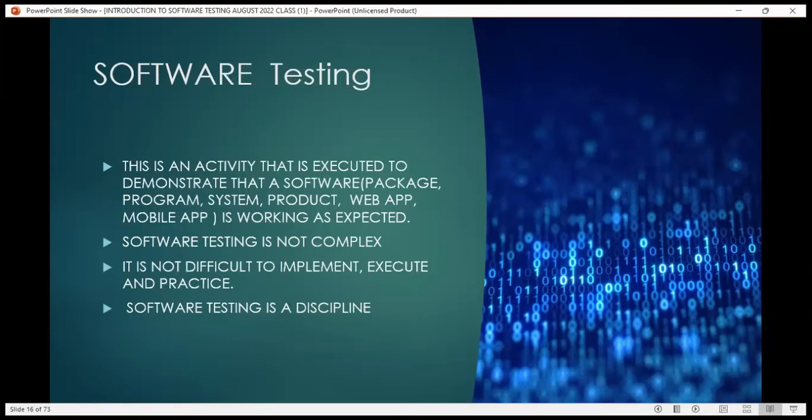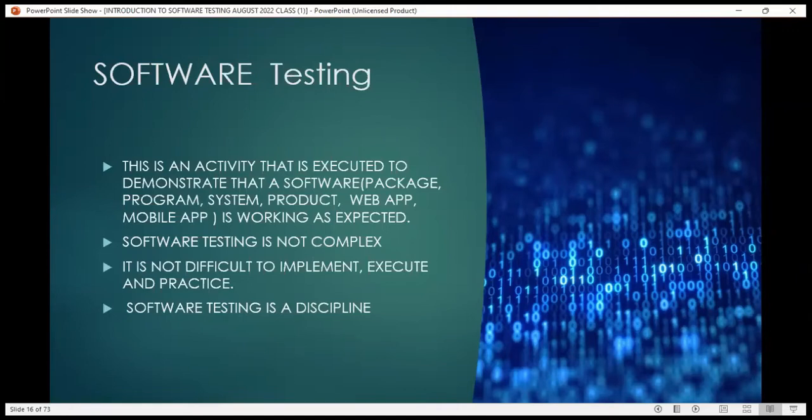I've said it again. What is testing? This is an activity that is expected to demonstrate that something is working as expected. What are the things? We're talking about packages, we're talking about programs, we're talking about system, we're talking about products, web app, etc. These are things that you are just testing it to ensure that it's working as expected.